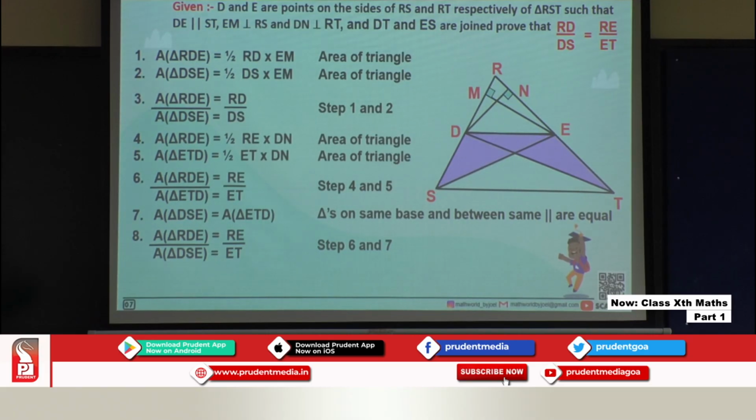Now look at step number 3 and step number 8. The left hand sides are equal, isn't it? So if the left hand sides are equal, the right hand sides will also be equal, and therefore I get to a point where I can say RD upon DS is equal to RE upon ET, and this is from step number 3 and step number 8. And that is what we are asked to prove, and we are done with it.